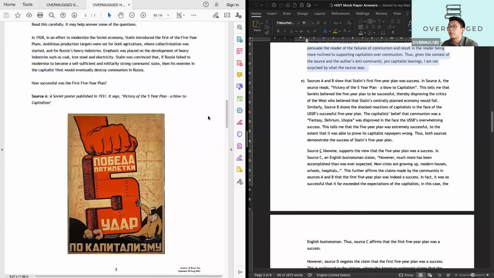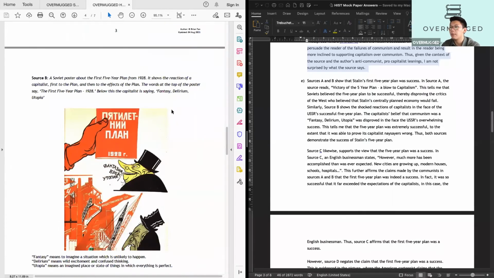One technique you can use to save on writing is to lump sources that are talking about the same specific thing together. So if you look at source A and B, they both show that Stalin's 5-year plan was a success. They're not very different in stating otherwise. So you can lump these 2 sources to present a single view, which says that source A and B show that Stalin's first 5-year plan was a success. You can read the explanation for yourself, which is quite self-explanatory.